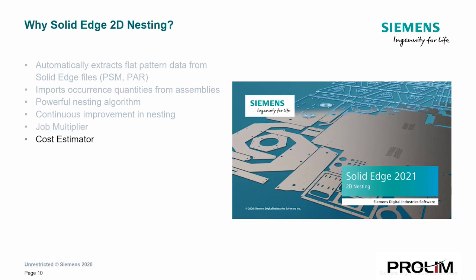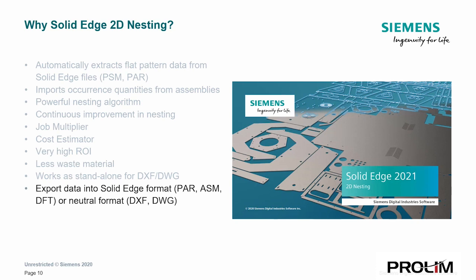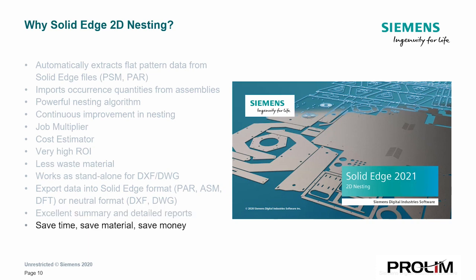The cost estimator is a quick and easy way to find the material costs for the current job. And this product has a very high return on investment. Less waste material means more money to your bottom line. This product will also work as a standalone product if you're only bringing in DXF or DWG files. When finished with the nest, you can export that data right back into Solid Edge using several different formats or to a neutral format like DXF. It has excellent summary and detailed reports, and all of this is designed to save you time, save you material, and save you money.